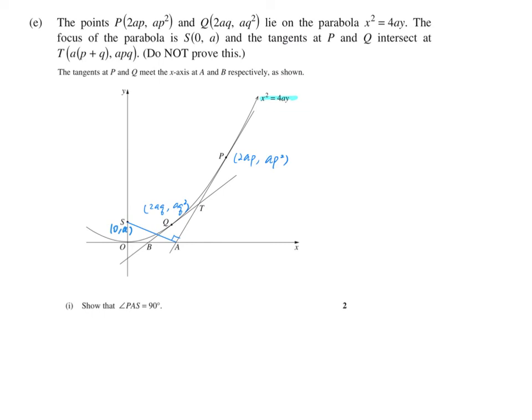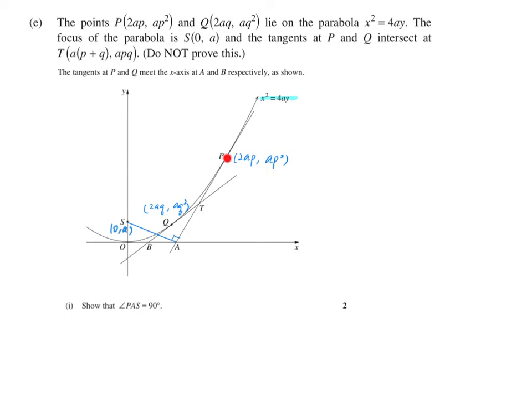Part E is a coordinate geometry problem. The question gives you a parabola with the equation x squared equals 4ay. S is the focus of this parabola with the coordinates 0, 8. And there are 2 points on this parabola, one is P, the other is Q. At P, you draw a tangent. At Q, you also draw a tangent to this parabola. And these 2 tangents intersect at T.